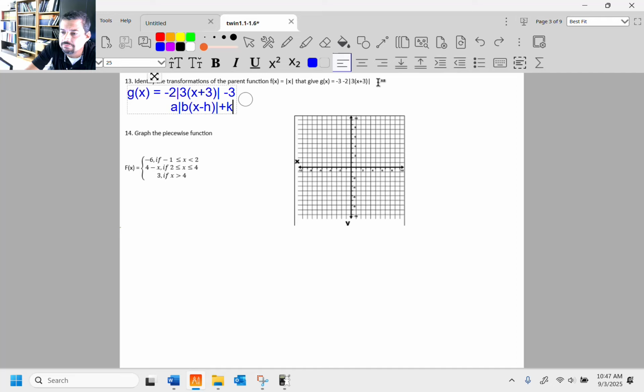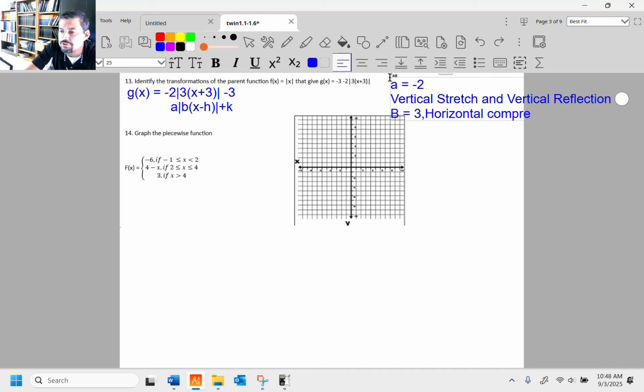It'd be multiple select. So let's line up with the a, b, x minus h plus k idea. So I know that a is negative 2. What has that done? That is both a vertical stretch and a vertical reflection. It is not an x-axis reflection. We don't know that for sure. I know that b is 3. That is not a stretch. That is a horizontal compression. Factor here of 3, or a third, whatever you want to think.